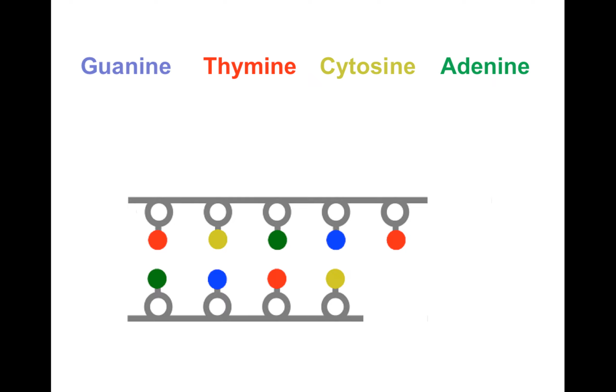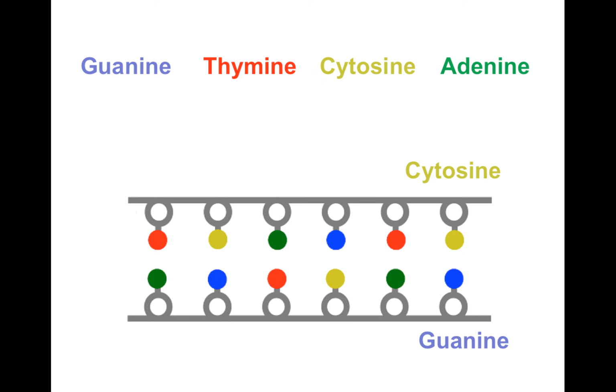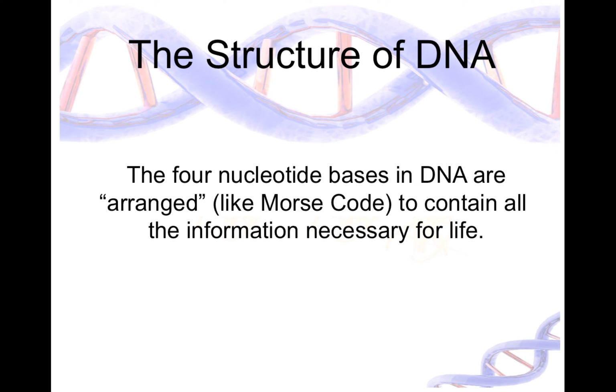Again, now if we had a thymine, think to yourself, what would that connect with? That would connect with adenine. Finally, what if we had this one? If we represented it like this, what would that connect with? That would be cytosine, so that would connect with guanine. So the 4 nucleotide bases in DNA are arranged kind of like Morse code to contain all the information necessary for life.